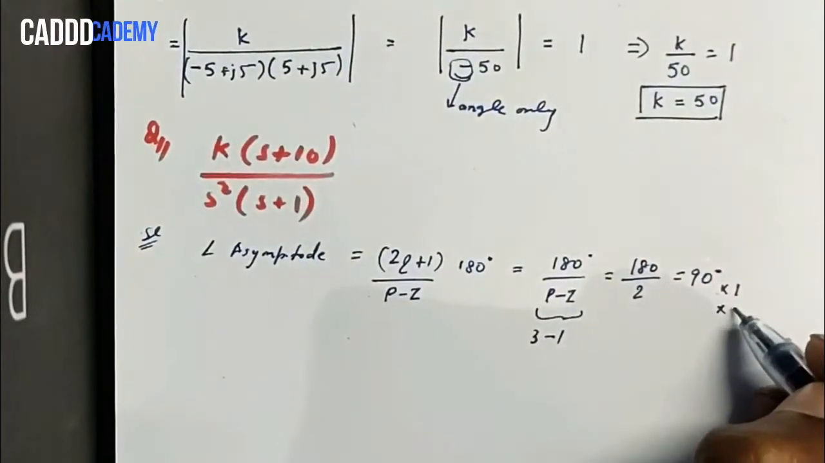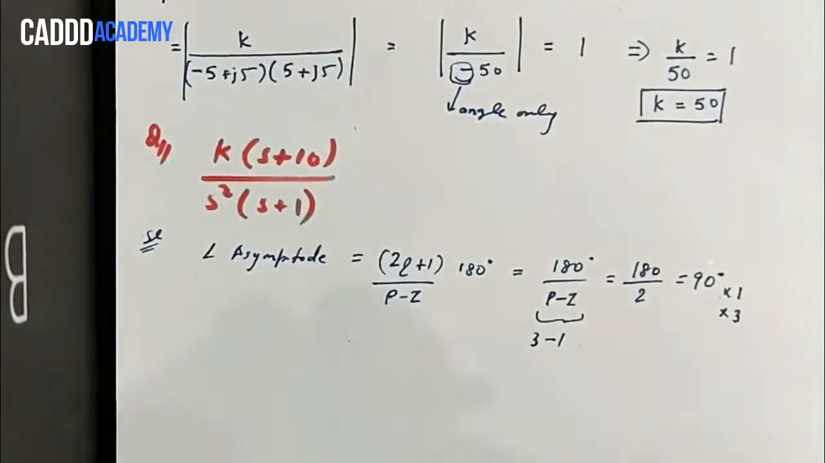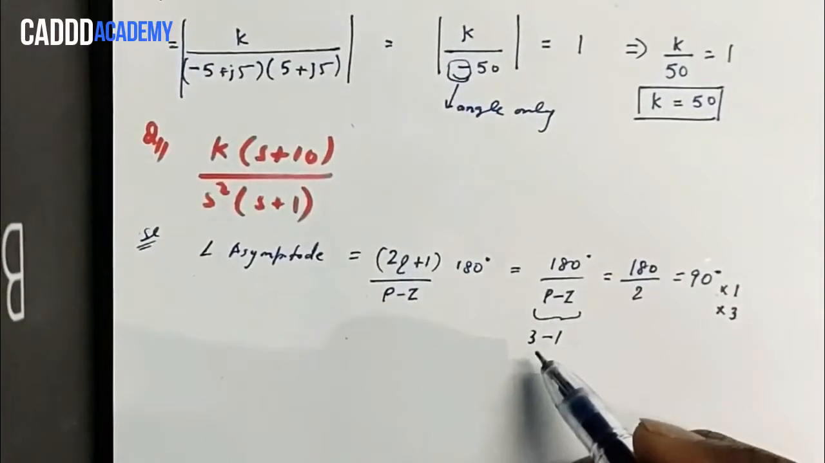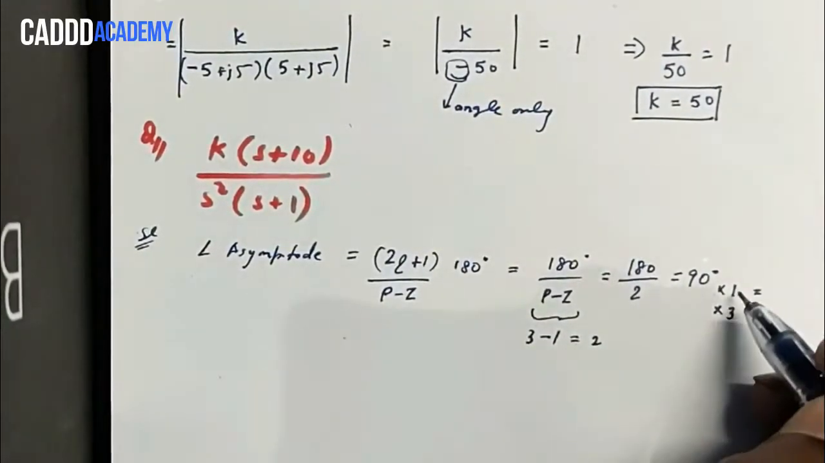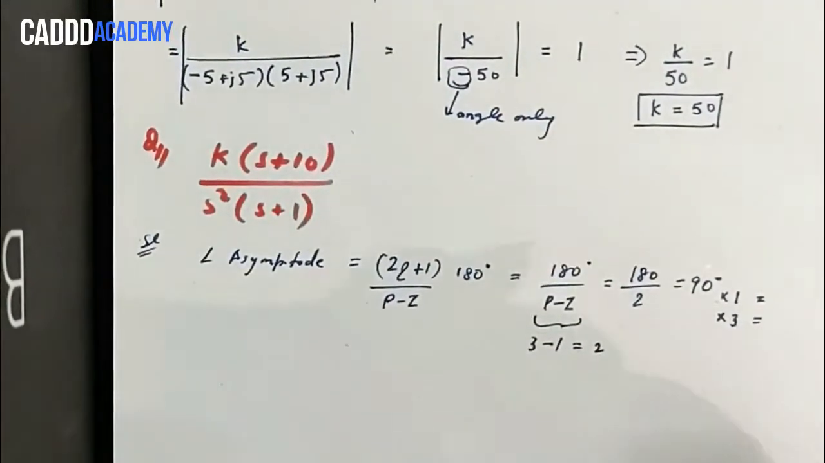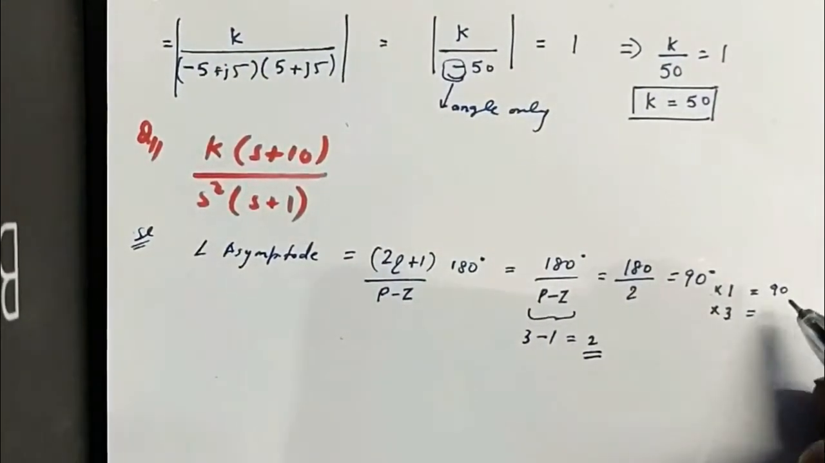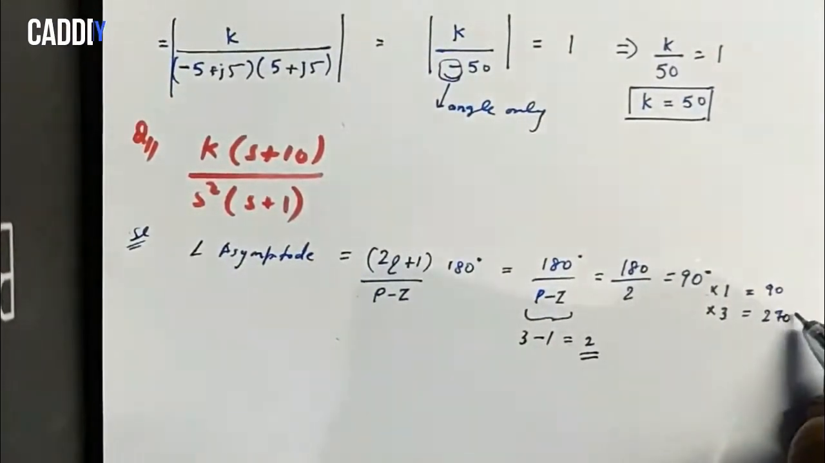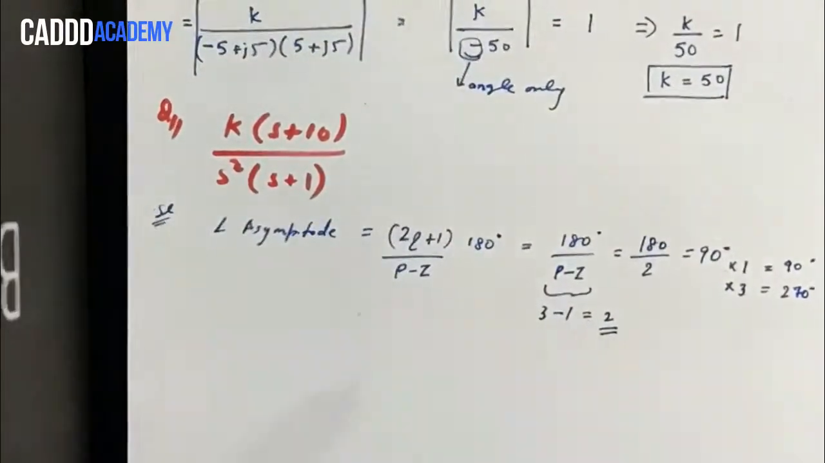For this, we multiply it with 1, and after that another odd number. After 1 we have 3, then we go for 5, 7, 9 and so on, but here p minus z is 2, so we will do this multiplication only twice. So here we will have 90, and 90 into 3, that will be 270. So these two are the angles of asymptote for this transfer function.